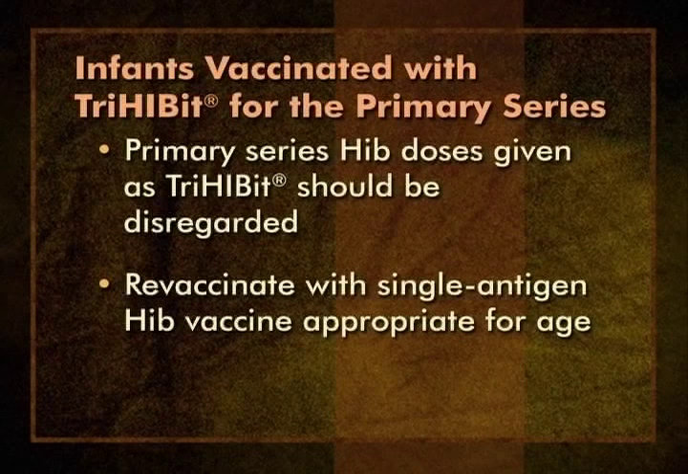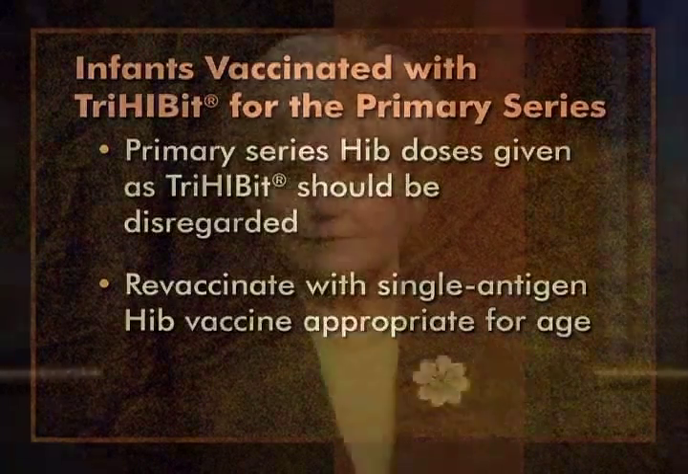If so, the primary series Hib doses given as TriHIBit should be disregarded. You can count the DTaP doses as valid. You should revaccinate the child with single antigen Hib vaccine appropriate for their age. You may need to use the catch-up schedule to determine how many doses of single antigen Hib the child needs.